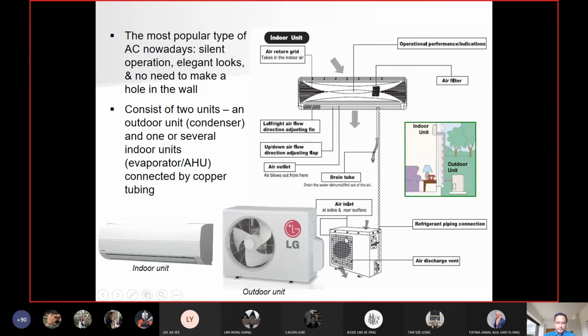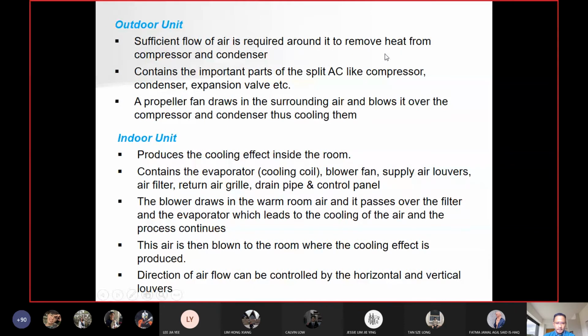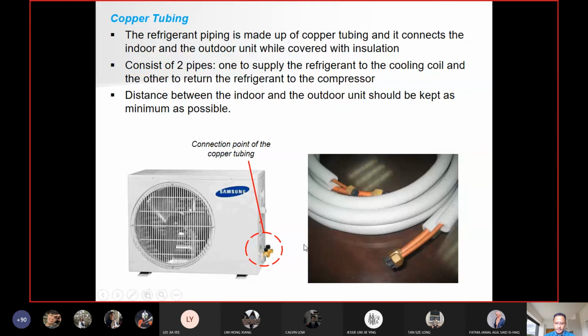I already talked about this earlier. So these are just the components inside the outdoor unit and the indoor unit. This is the copper tubing. This is where the connection is. The copper tubing is connected from that point to the indoor unit.